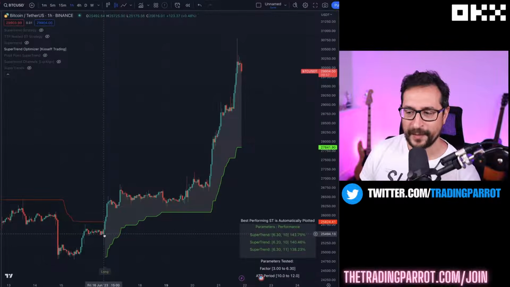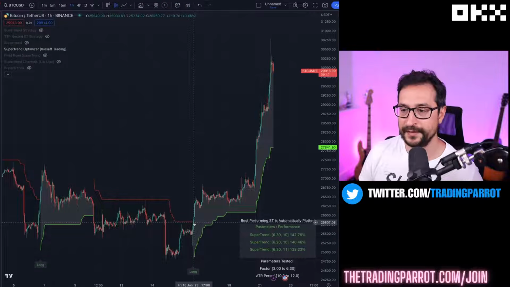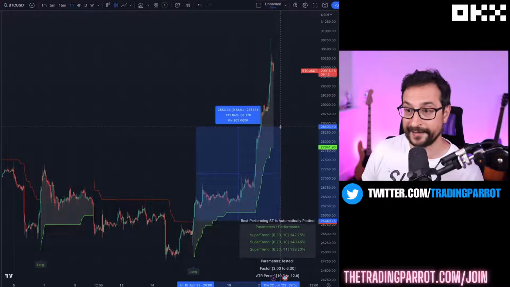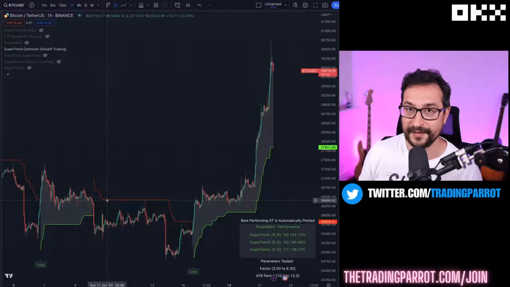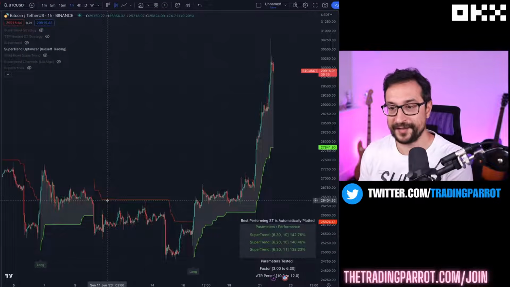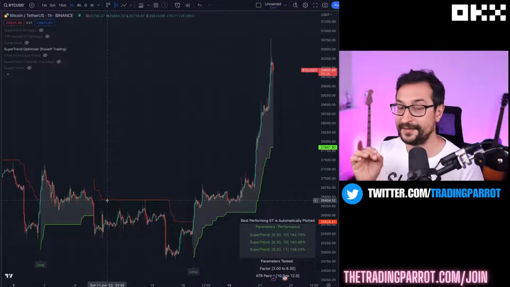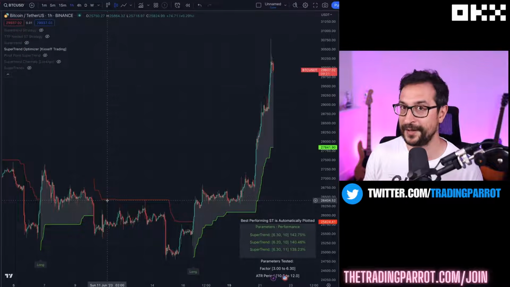Before I forget, the way this optimizer is working is by maximizing all the longs. So it's only calculating all these moves that are in the green areas. It's not optimizing the maximum profits from shorts. But if you stay until the very end of the video, I'm going to show you how to optimize the shorts as well. This is a very, very dirty tip that I'm going to give you, and you're really going to thank me for that.